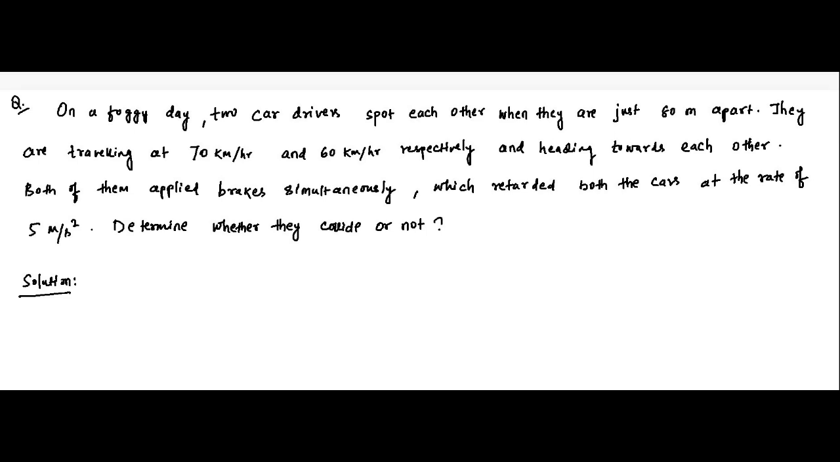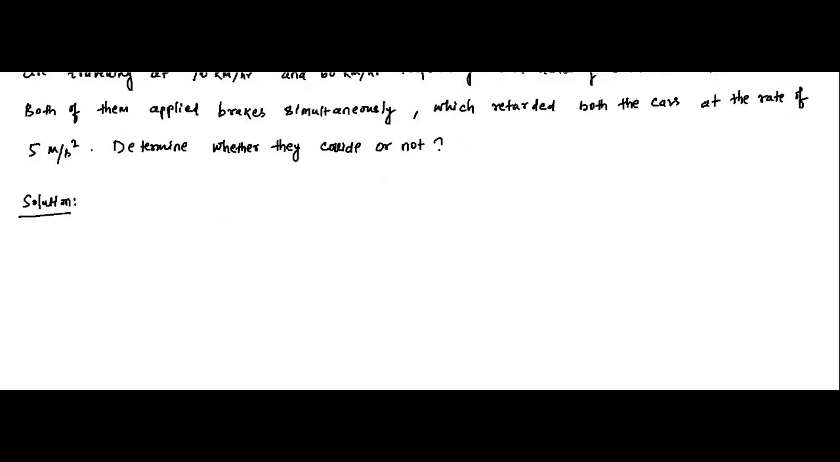So here, let us try to understand the situation. Two cars we have, they are traveling in the opposite direction towards each other. This is, let's say, car A, and this is another car B. It is traveling at 70 kilometers per hour.